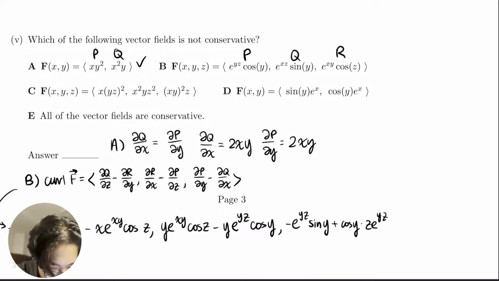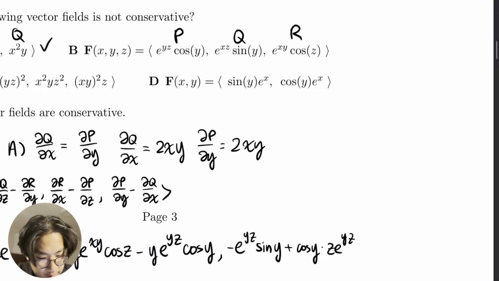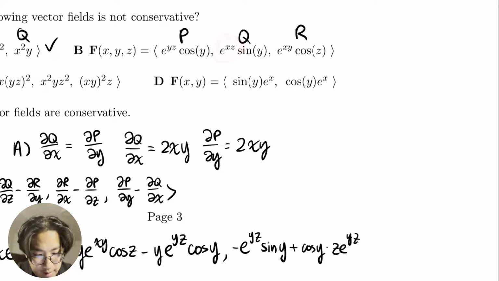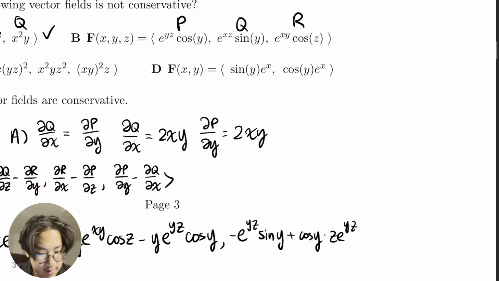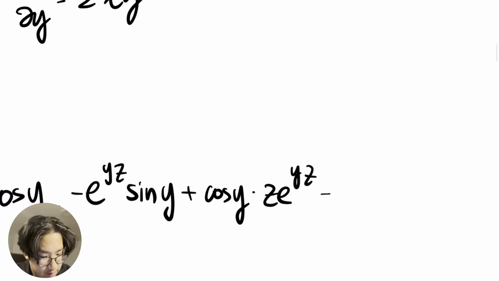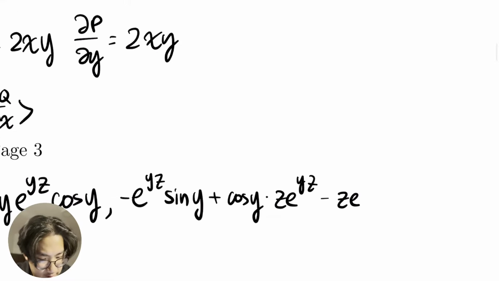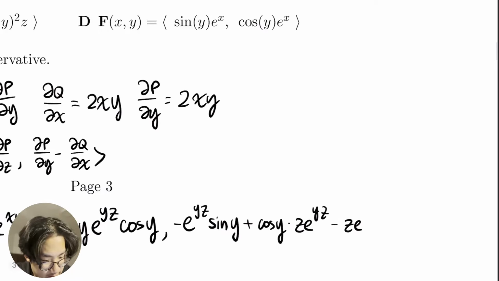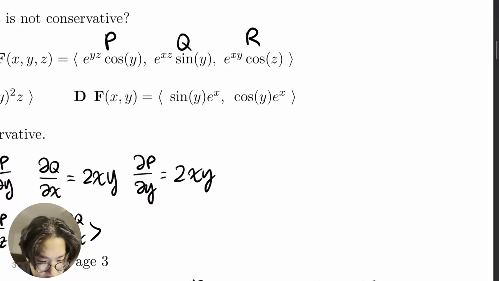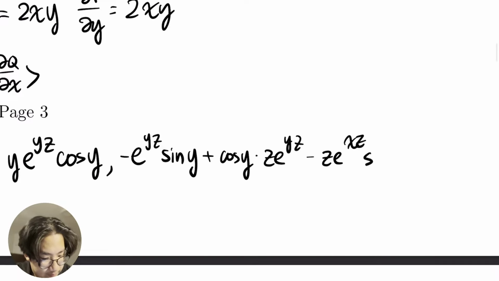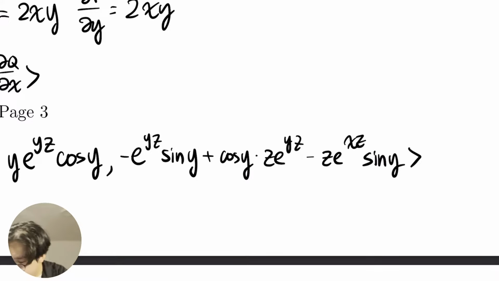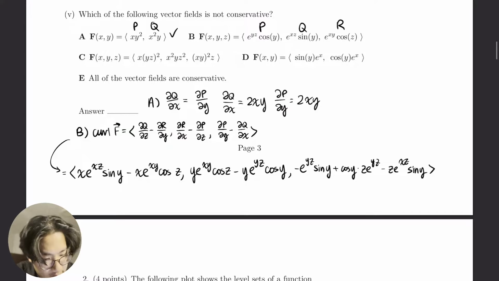And then last portion, partial q partial x. So here, again, take the derivative of that with respect to x. So you have e to the xz times z. So minus z e to the xz. And then sine y. And let me just quickly check. Sine y. And yeah, we're good.